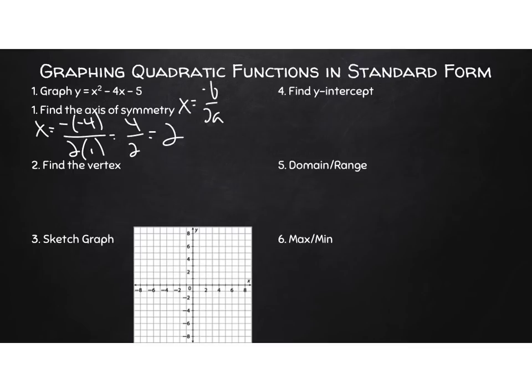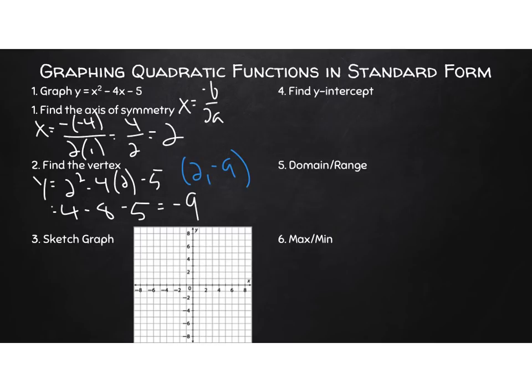Now to find the vertex, I substitute that value in. So I get y equals 2 squared minus 4 times 2 minus 5. 2 squared is 4. Negative 4 times 2 is negative 8, minus 5. 4 minus 8 is negative 4, minus 5 is negative 9. So then we would say our vertex is 2, negative 9.